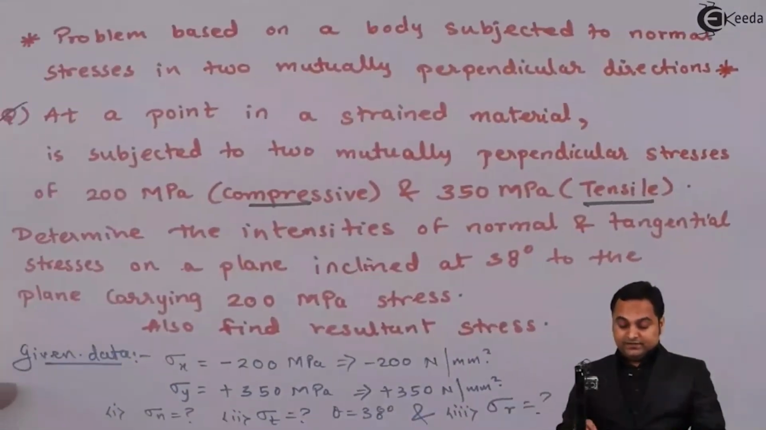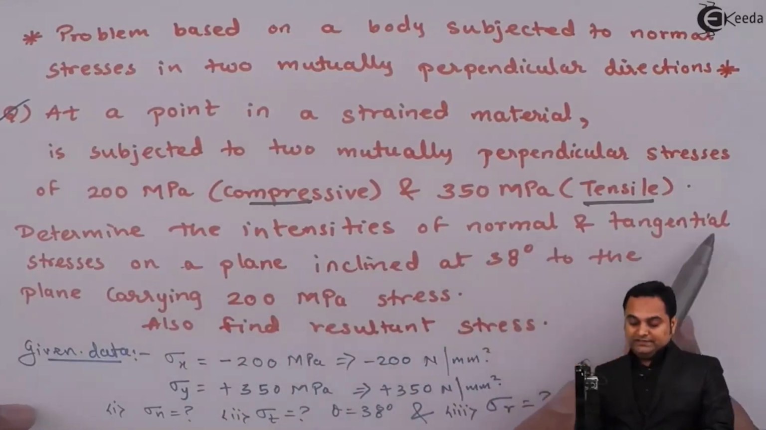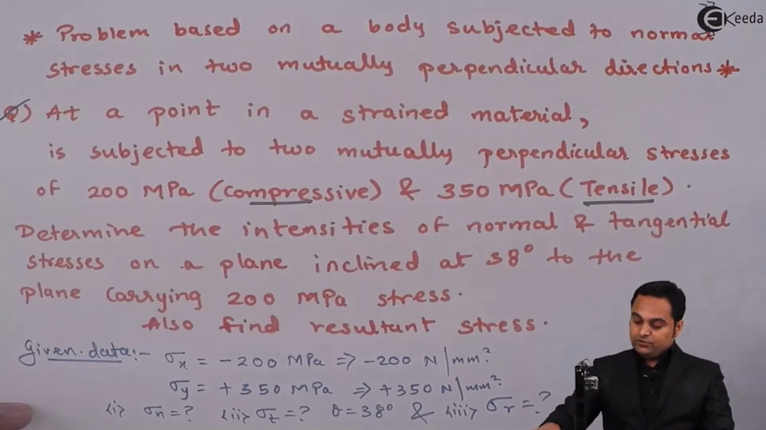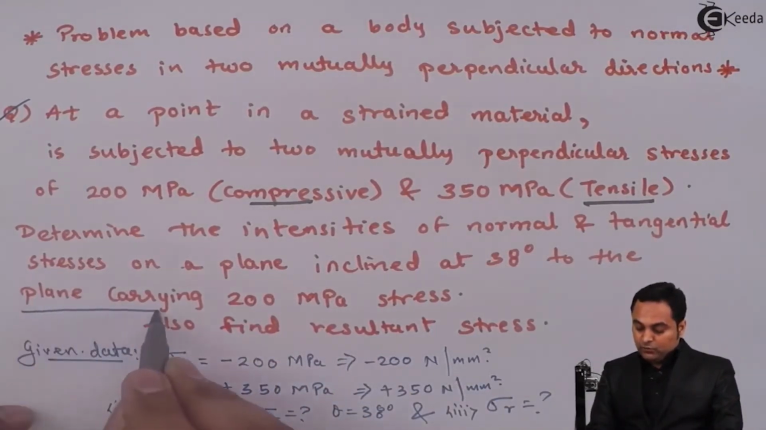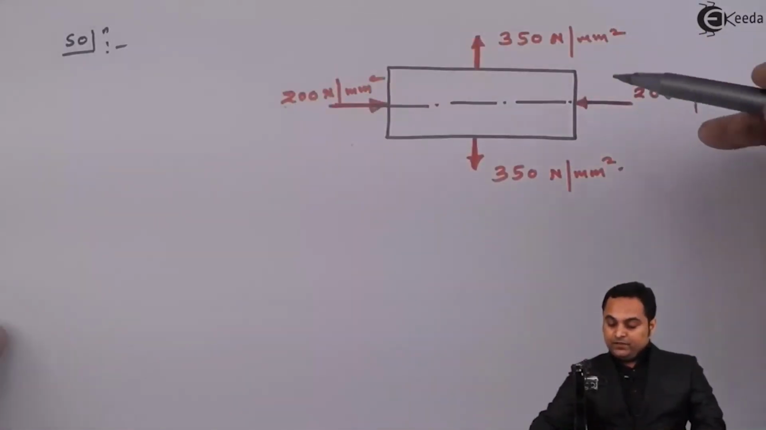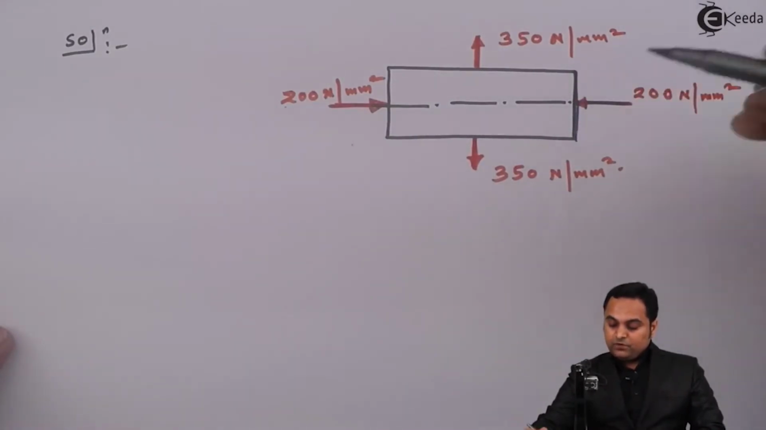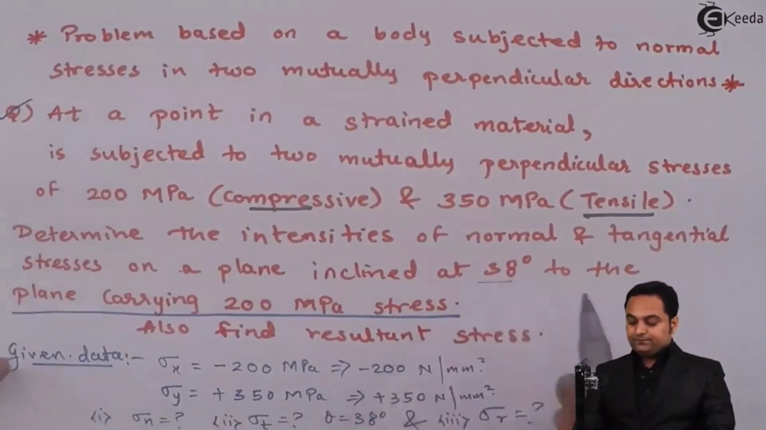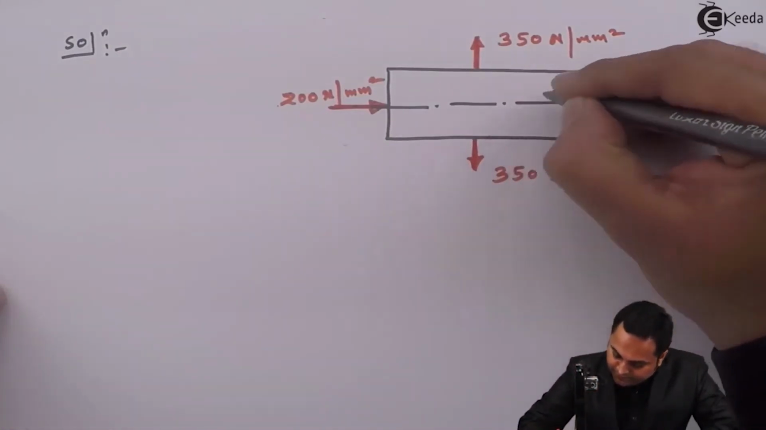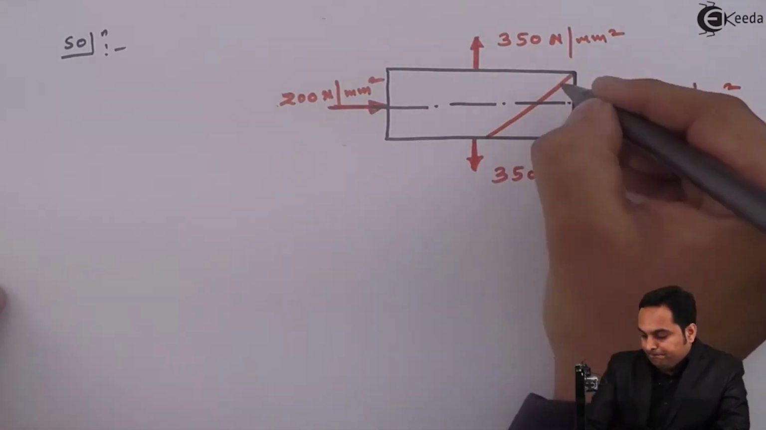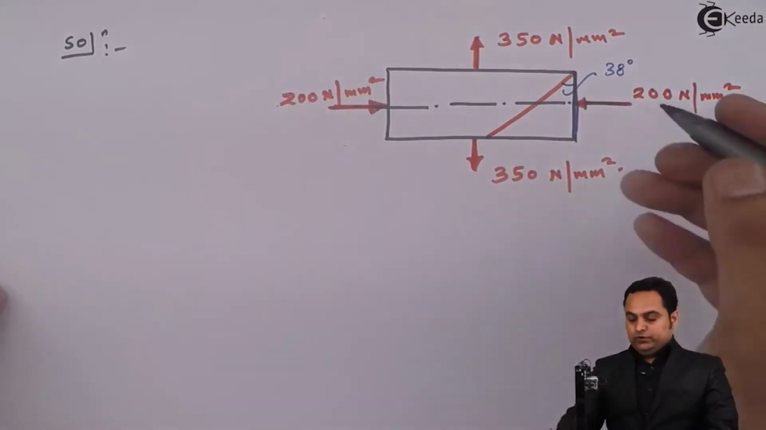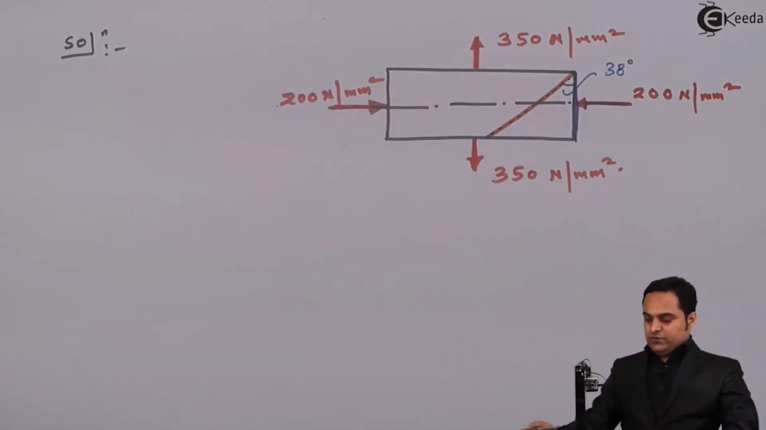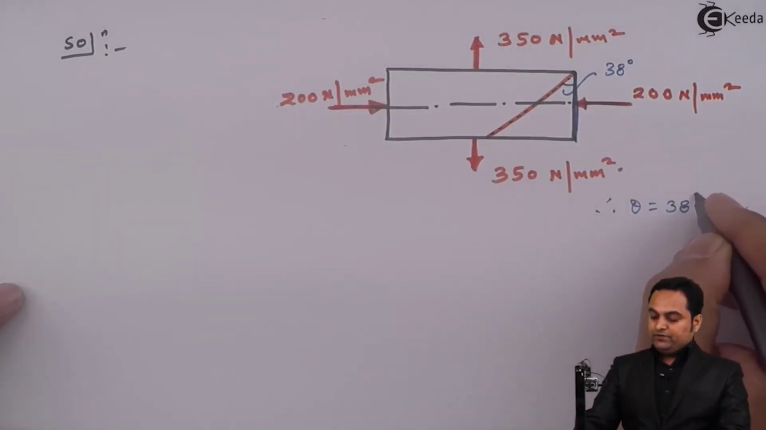Next, it is given that we have to determine the intensities of normal and tangential stresses on a plane inclined at 38 degrees to the plane carrying 200 megapascal stress. So first we have to find the plane which is carrying 200 megapascal stress. If I see in the diagram, this is the vertical plane which is carrying 200 megapascal stress. So to this plane, that is to the vertical, the inclination is 38 degrees. So I'll draw a plane here. Now this inclined plane is at 38 degrees to the vertical, and on this inclined plane we have to find the values of normal, tangential and resultant stresses. So here I'll write down, therefore from the diagram, theta is equal to 38 degrees.